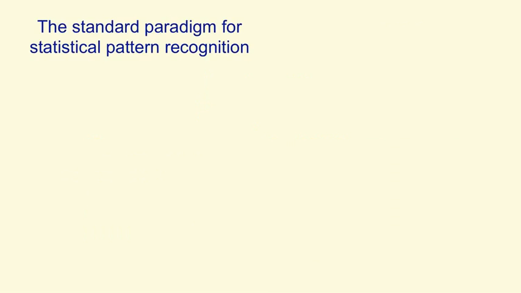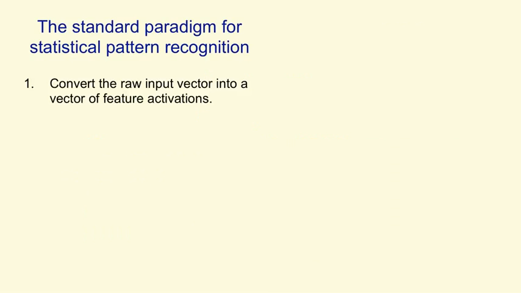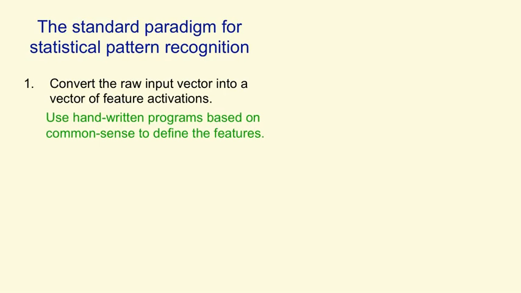In statistical pattern recognition, there's a standard way to recognise patterns. We first take the raw input and convert it into a set or vector of feature activations. We do this using handwritten programs based on common sense, so that part of the system does not learn. We look at the problem, decide what the good features should be, try out some features, and see if they work. If they don't, we try some more features. Eventually we get a set of features that allow us to solve the problem by using a subsequent learning stage.